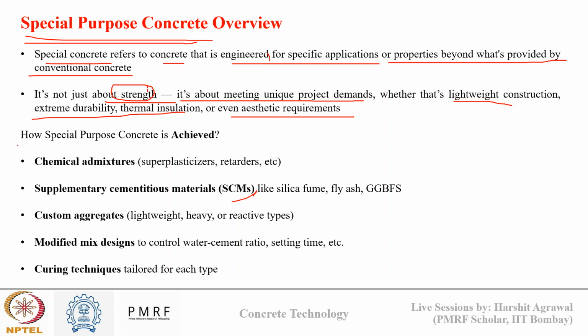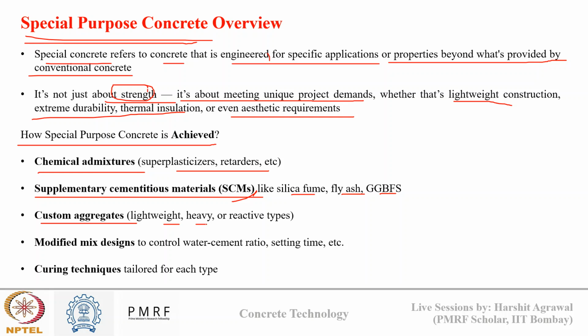Now how is this special purpose concrete achieved? Using certain chemical admixtures like superplasticizer or retarders, or supplementary cementitious materials like silica fume, fly ash, GGBFS, some custom aggregates like lightweight, heavyweight, or reactive type, some modification in the mix design to control W by C ratio, setting time, or some specific curing technique to tailor a special purpose. So this special purpose concrete is like a unique blend of different components that we add in concrete, which is not generally or very conventionally used in normal concrete.